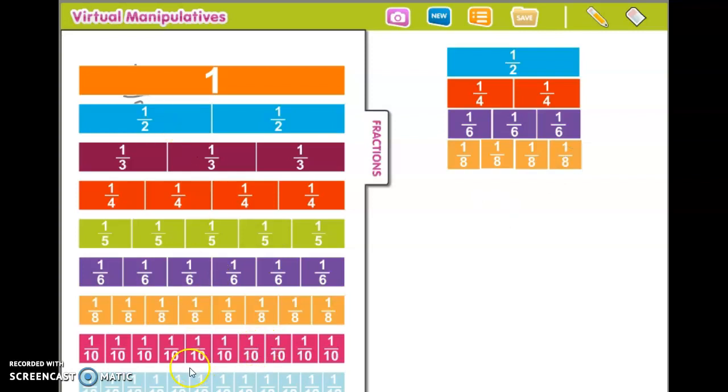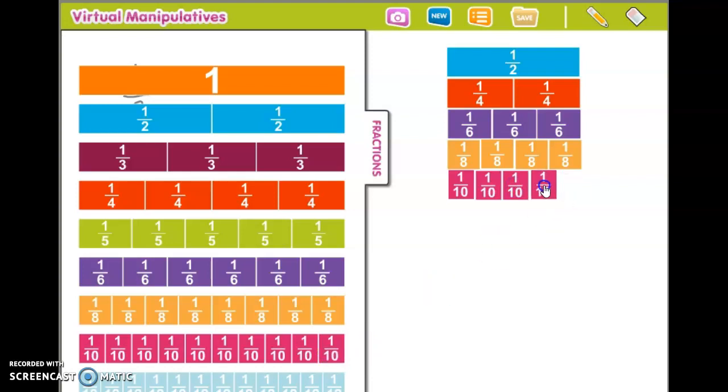And if I keep going down this line, the same as if somebody had 5/10 of a candy bar. They're all exactly the same fraction. It's just different pieces. They're all equivalent to the same amount.